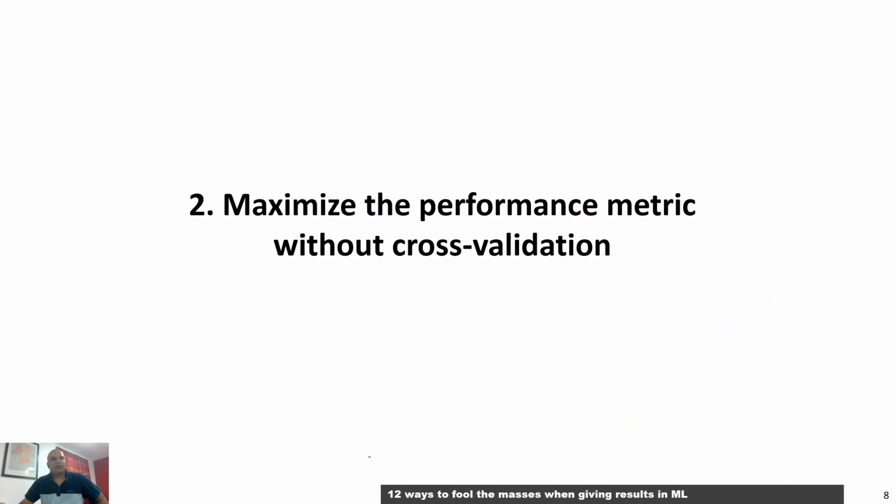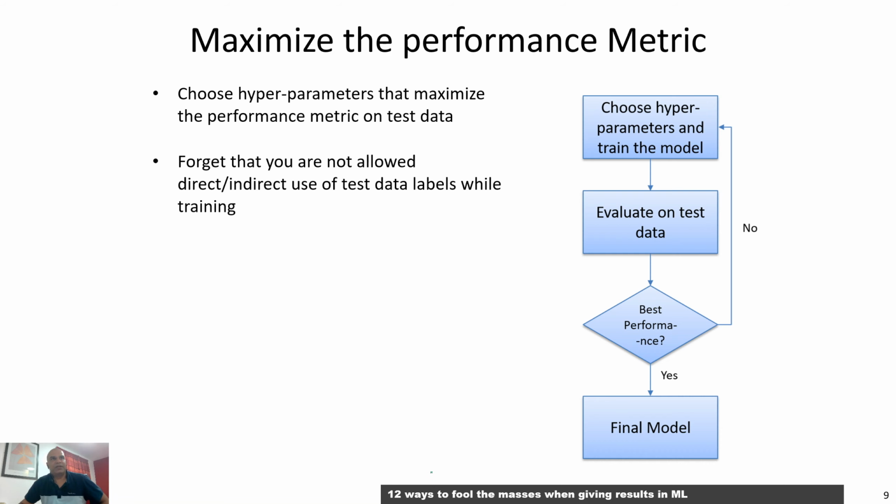The other way you can fool the masses is to maximize the performance metric without cross validation. So typically what we do is a performance assessment: we use cross validation to tune our hyperparameters, and then we report our performance on an unseen test set, right? So tuning these hyperparameters, for example, the value of C or the kernel that I should use, or the classifier that I should be using, those are all choices of hyperparameters that we can make, and ideally these should be made independent of the test set.